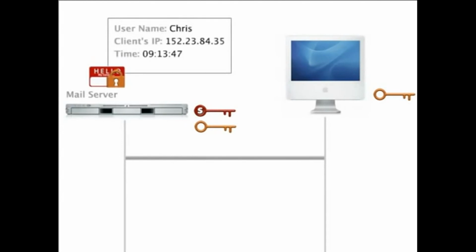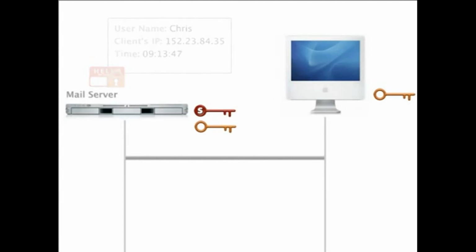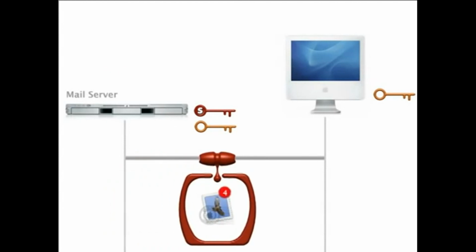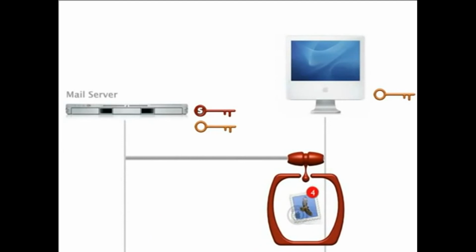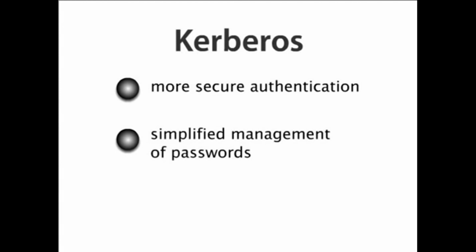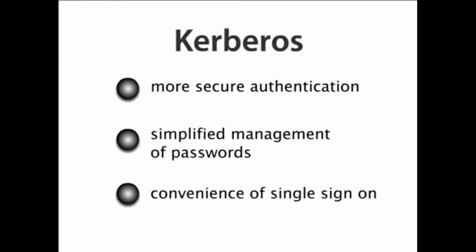Then it uses the new session key it finds there to open the authenticator. The service uses the information in the service ticket to verify the information in the authenticator. Now that it has verified the identity of the user, the service sends back an acknowledgement and the user is authenticated. Thanks to Kerberos, we just solved 3 problems. We have more secure authentication, simplified management of passwords, and the convenience of single sign-on.